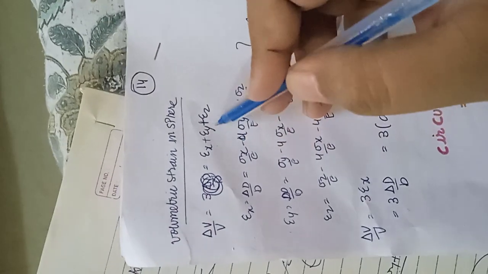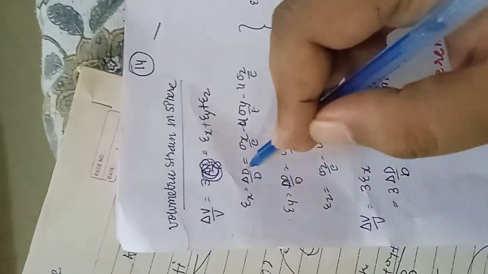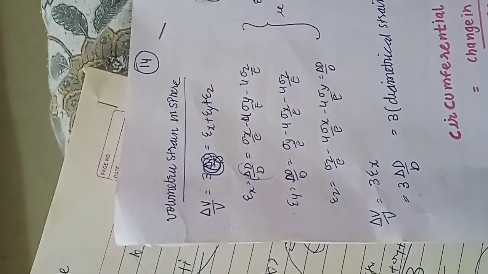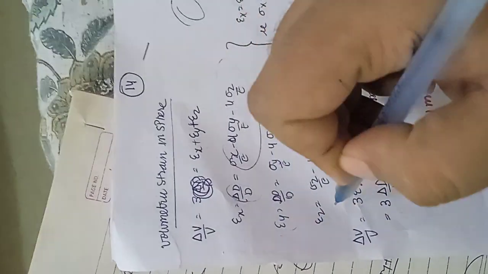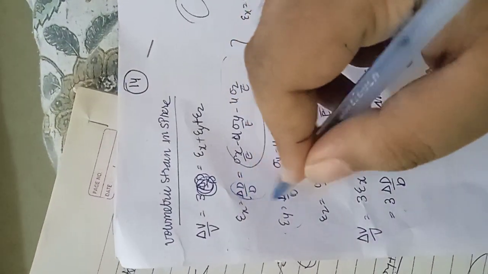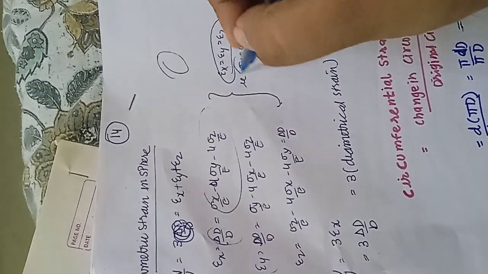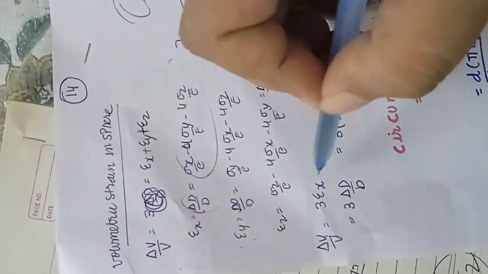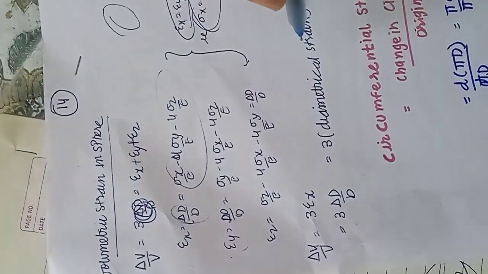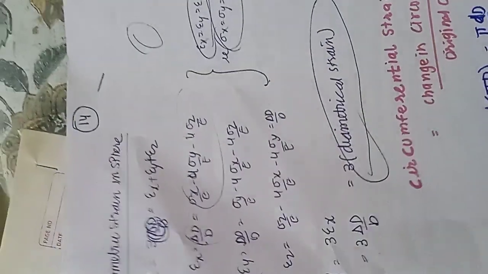Volumetric strain in a sphere: change in volume is equal to Ex plus Ey plus Ez, a basic formula. Ex is equal to delta d by d, because in a sphere there is diameter everywhere. This Ey is equal to this, Ez equals this. Now all three represent diameter, so this comes automatically. Delta V by V is equal to 3Ex, 3 delta d by d, 3 times the diametrical strain. Delta d by d is called diametrical strain.